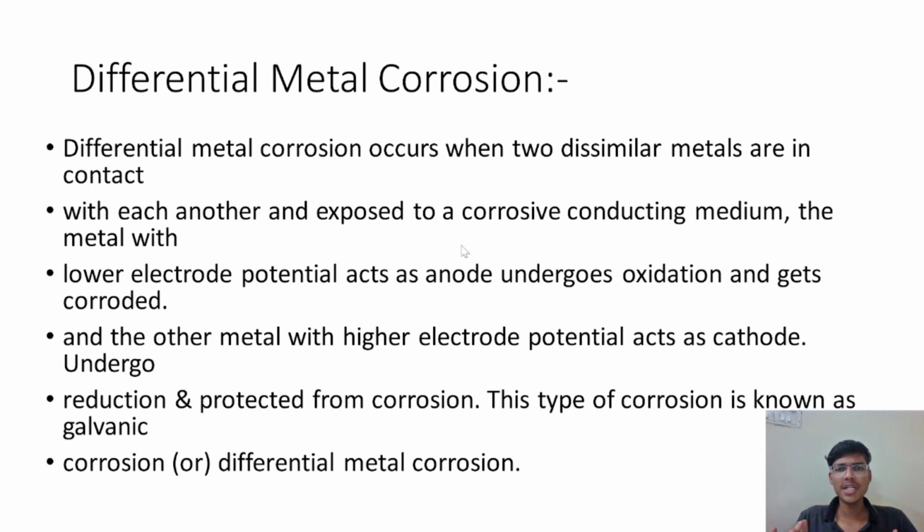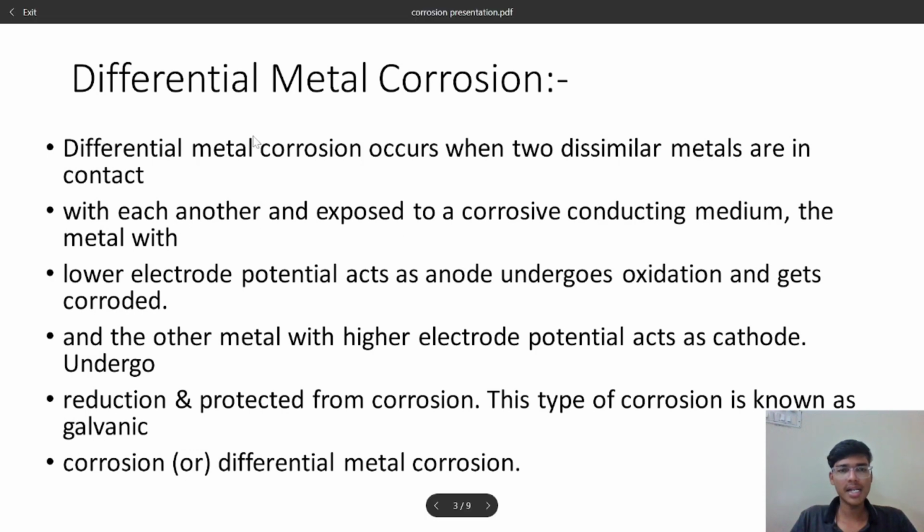In differential aeration corrosion, for example, when a metal rod is immersed in NaCl solution, the part of the metal which is exposed to lower concentration of oxygen acts as anode and undergoes oxidation, and the metal gets corroded at the anode. The other part of the metal, which is exposed to higher concentration of oxygen, acts as cathode, and reduction occurs at the cathode and the metal remains unaffected.